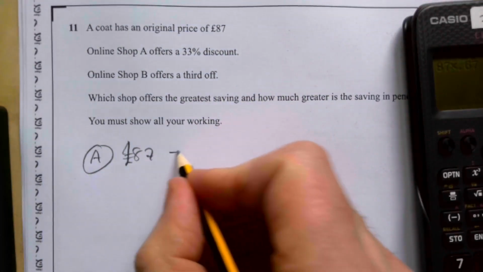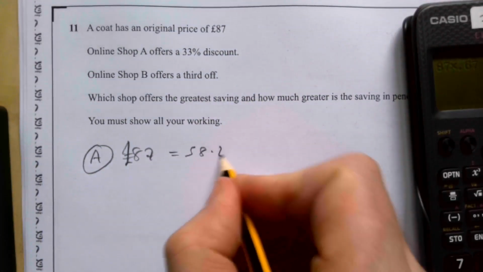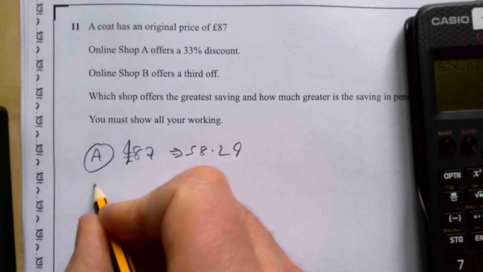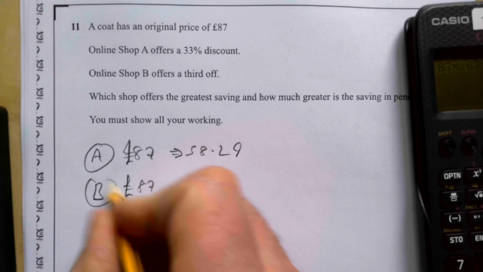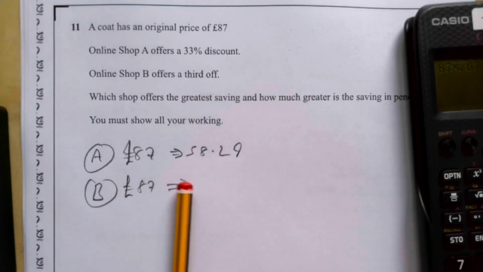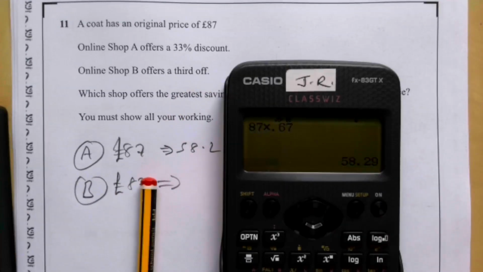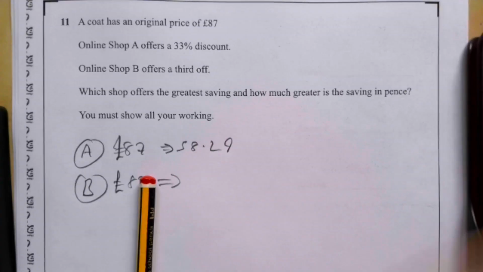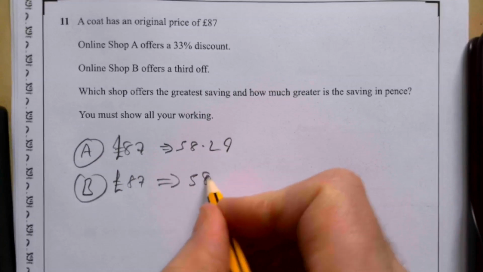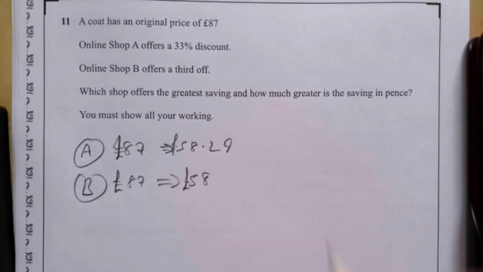That's £58.29. For shop B, it was 87, and we're taking off a third. So I'm just going to do 87 multiplied by 2/3. And that is £58. And so the difference is going to be 29p.